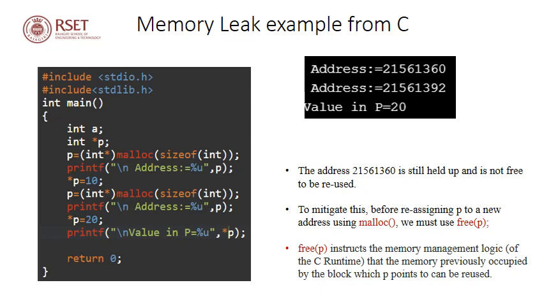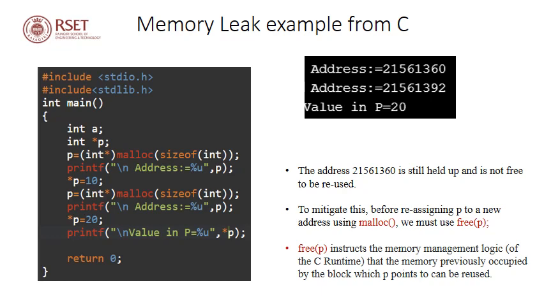Next, we have yet another malloc function being called. So P is equal to int star malloc sizeof int, which means that the initial binding of P to the 4 bytes of memory location is being destroyed, and P is getting bound to a new 4 bytes of memory location. P will now point to the starting address of the new 4 bytes of memory location. Now again we are printing the address pointed to by P, and we are assigning the value 20 to the new memory location.